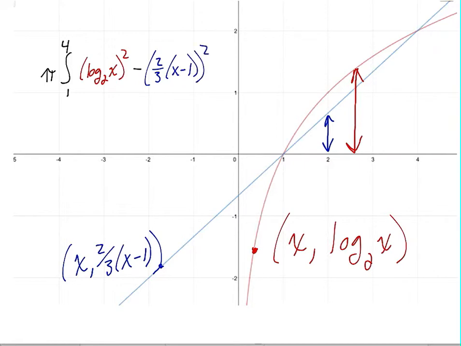And then our washers are along the horizontal, since we're rotating around the x-axis. So each one of those washers is dx. Now if we flip this and instead rotate around the y-axis, we have to change our orientation here. So let me erase this.